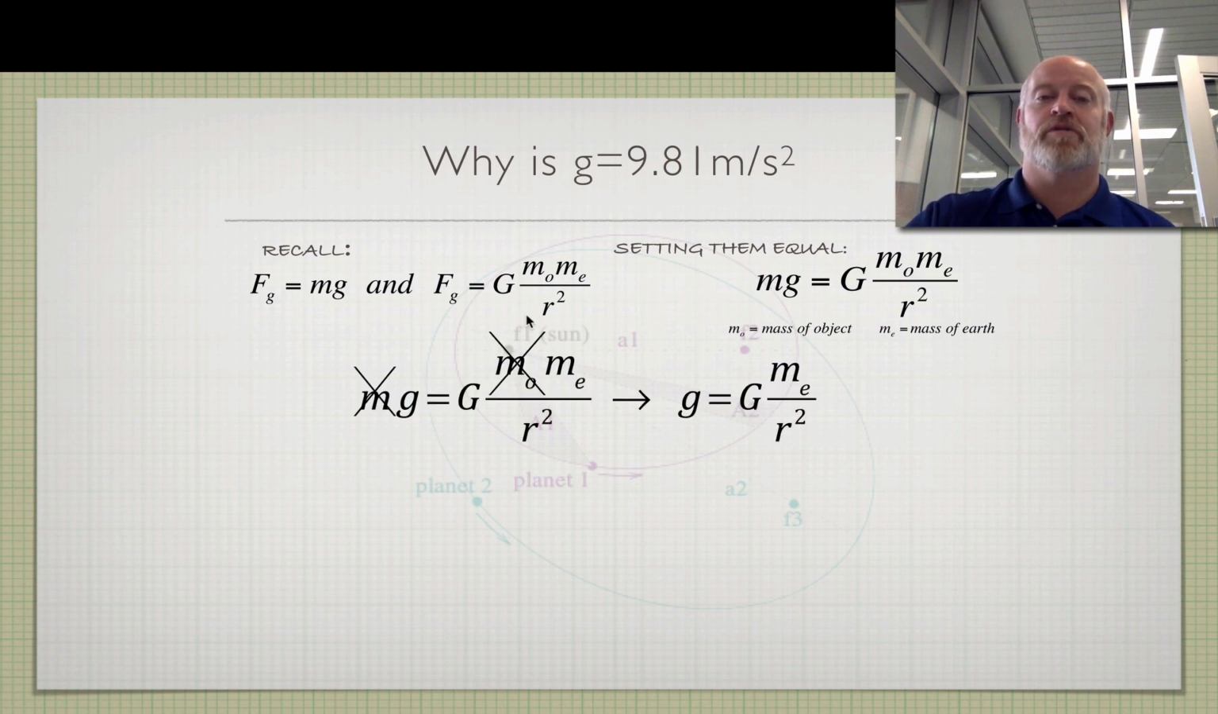So in reality, we talk a lot about how the mass doesn't matter. We talked about free fall. Everything falls at the same rate. It's the same acceleration. It doesn't matter if you're a 20-pound bowling ball or a 1-pound volleyball.